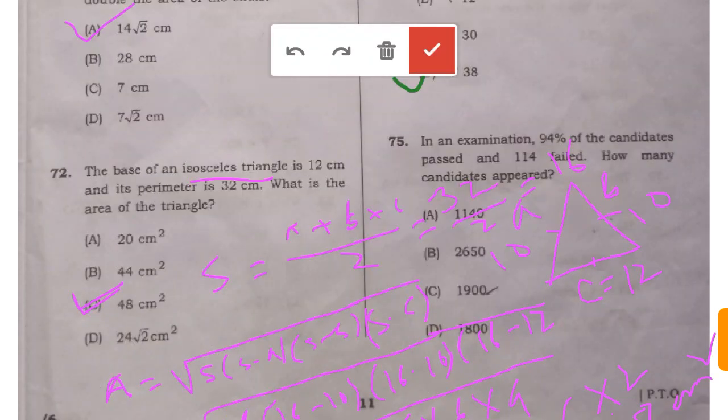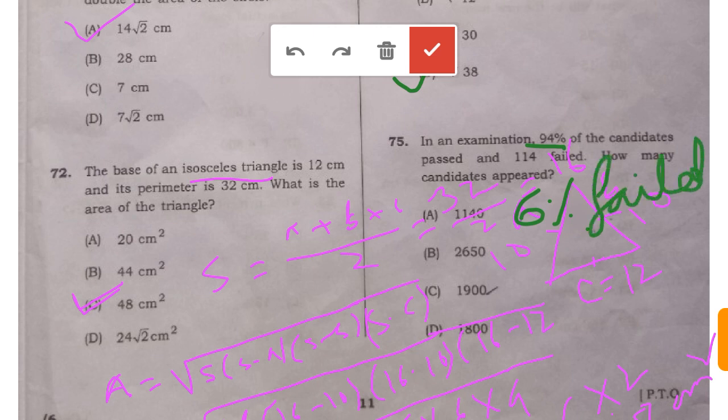Question number 75 is: in an examination 94% of the candidates passed and 114 failed. How many candidates appeared? We have to find the total students who appeared in the examination. Here 94% of the candidates passed. That means if 94% passed, then 6% failed in the examination.